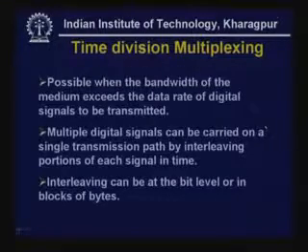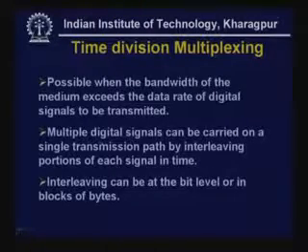So, time division multiplexing is possible when the bandwidth of the medium exceeds the data rate of the digital signals to be transmitted. The possibility arises for the same reason as frequency division multiplexing. However, it is done in a different way.